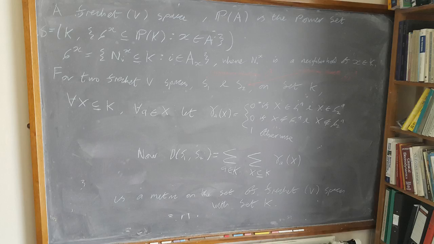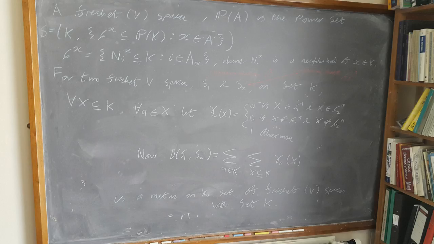It is zero if X is neither a neighborhood of A in the Fréchet space S1, nor a neighborhood of A in the Fréchet space S2. So in other words, gamma A of X is equal to zero when X is not a neighborhood of A in either of the Fréchet spaces. Similarly, gamma A of X is equal to zero when X is a neighborhood of A in the Fréchet space S1 and in the Fréchet space S2. And otherwise, gamma A of X is equal to 1.